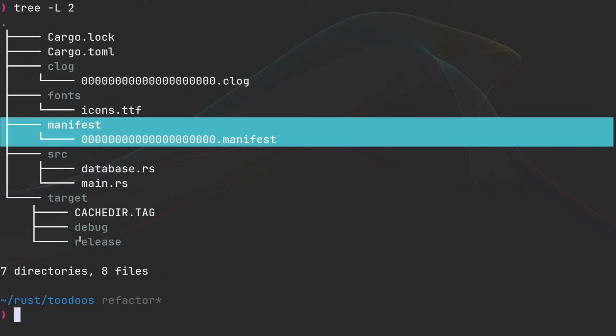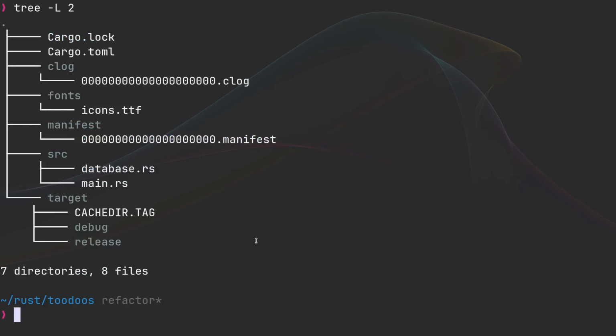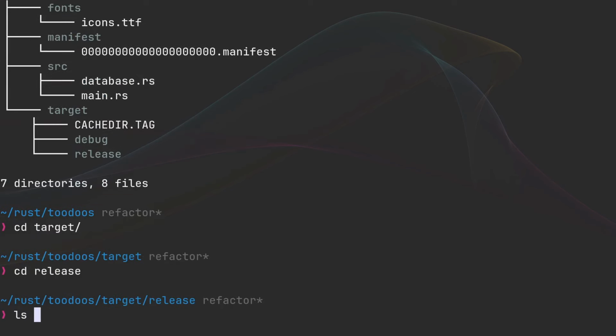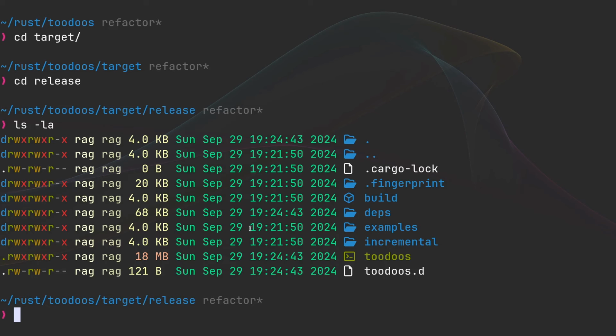So then we got debug and release. The binary compiles down to 18 meg. And that's without LTO or the option Z. So that's just using cargo build dash release. In fact, if I run this in here, you'll see 2 new directories appear.